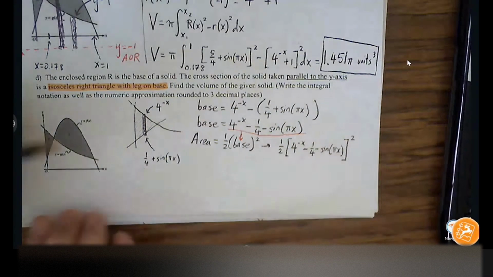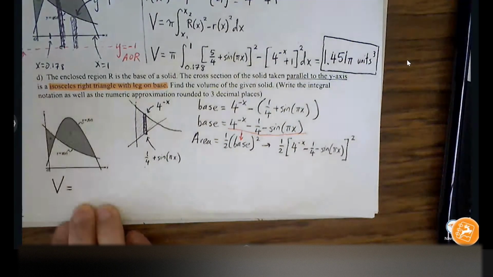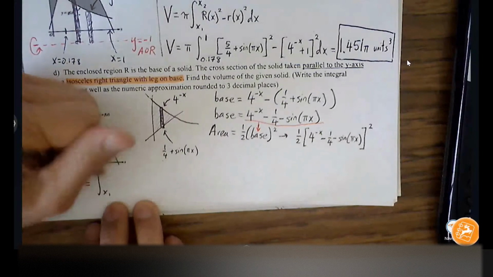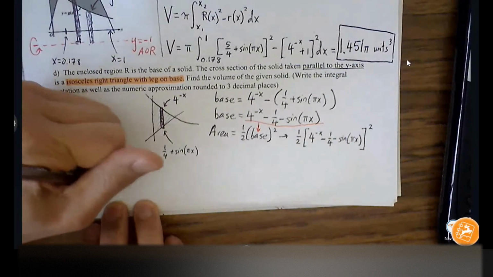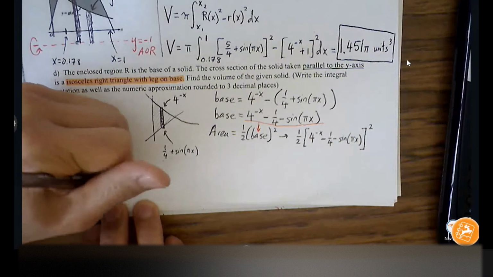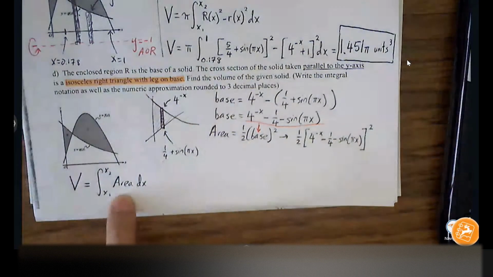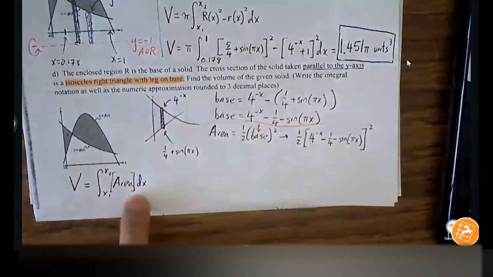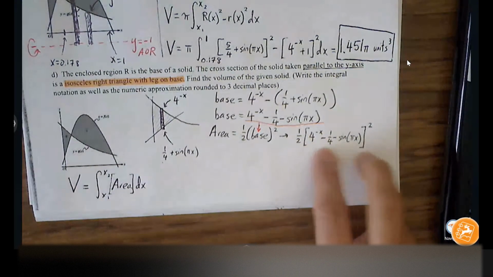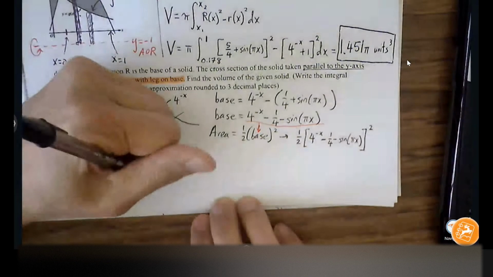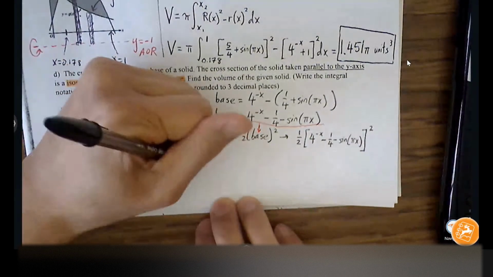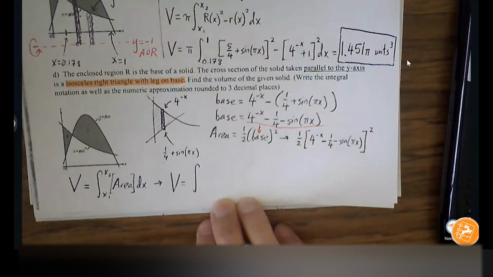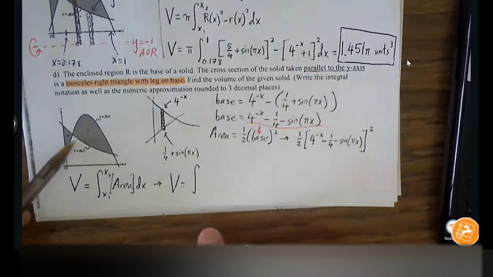Now we can enter into our volume formula. This is a top minus bottom, so the volume formula for our cross section is just the integral from x1 to x2 of area dx. Before, when we were rotating, our area was always pi r squared with circles, but now our area is going to be whatever we find here. So we're going from 0 to 0.178. Right?